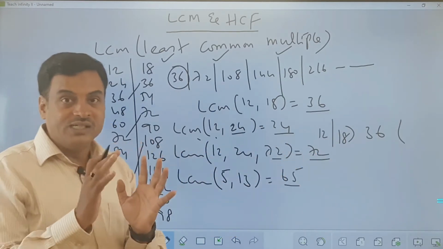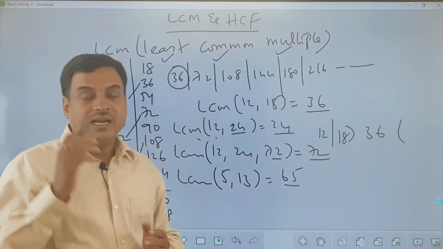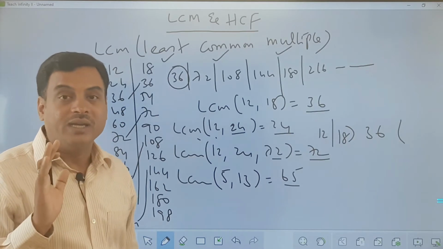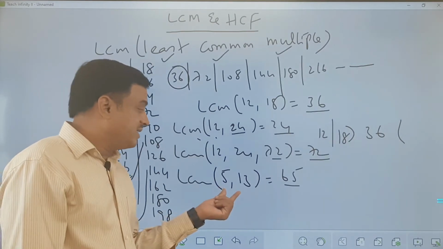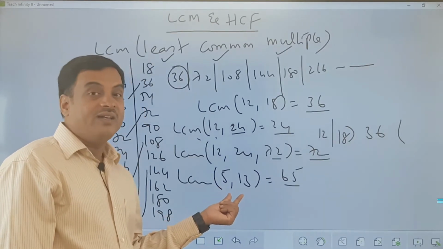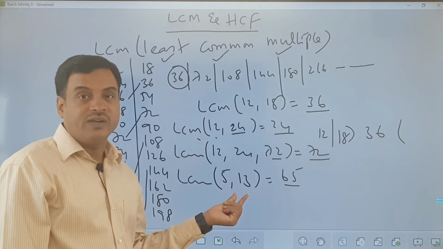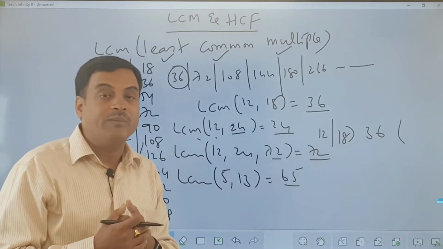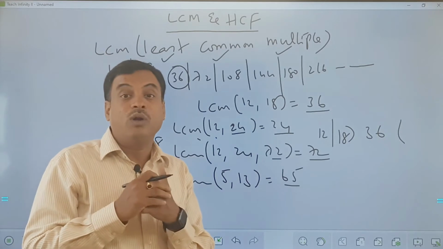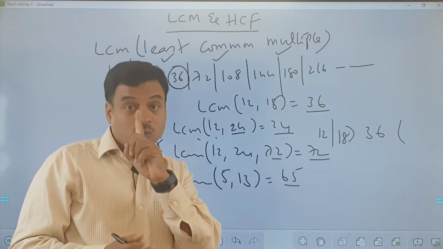So that is the difference. These differences we should understand. Now, some other points which I wanted to bring to your notice. For example, in the last case, 5 and 13 are coprime to each other. If you know the definition of coprime, what is coprime, my friend? The numbers which do not have any common factor other than 1.